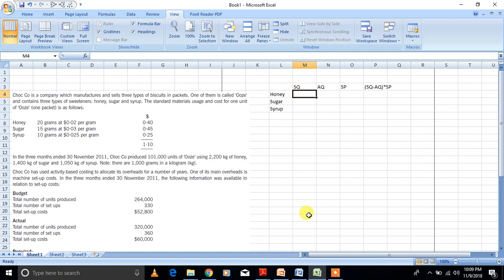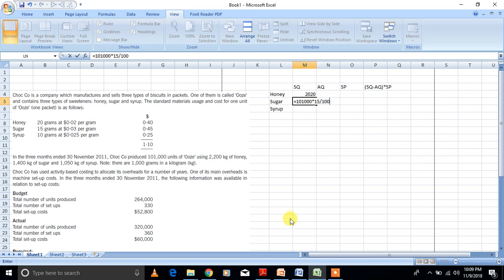Standard quantity for actual production. Actual production, how many units? 101,000 units of Ooze was produced here. So 101,000 multiplied by standard usage 20 grams, multiplied by 1000 to make it kilograms. Sugar 101,000. Don't forget the standard quantity. SQ refers to standard allowance of material for actual production. So you must multiply the standard usage and actual production to get that figure. Don't forget that. I always emphasize that.